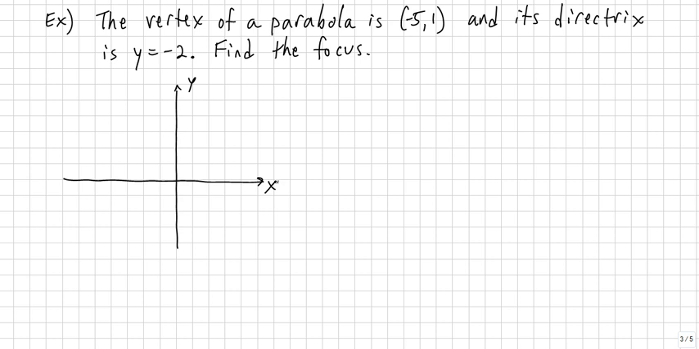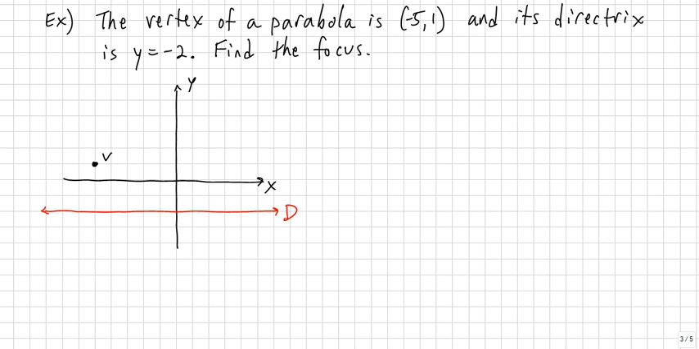So -5, 1, 2, 3, 4, 5, +1. So that's the vertex. And then the directrix is y equals -2. So -2, that's a horizontal line. So that's D, that's the directrix. And then this is our vertex. So our vertex is above the directrix.